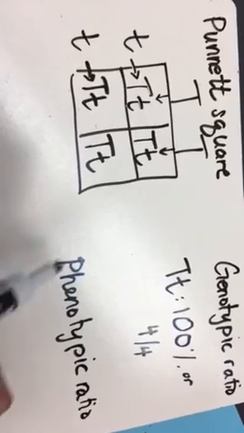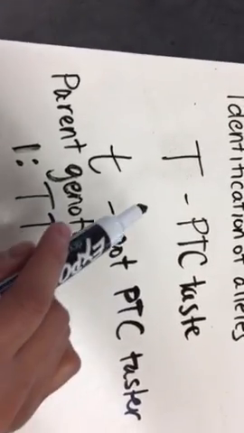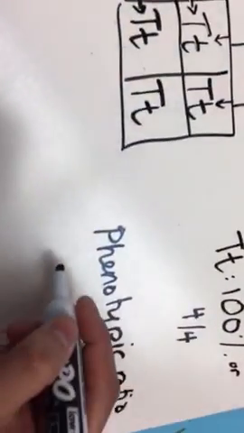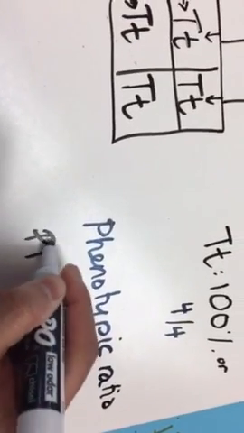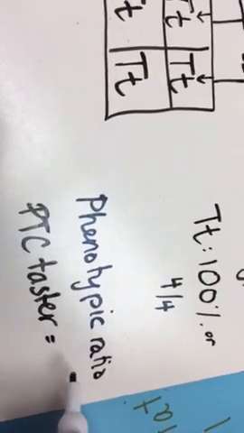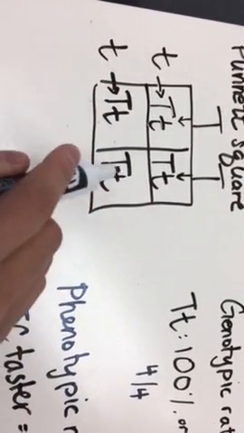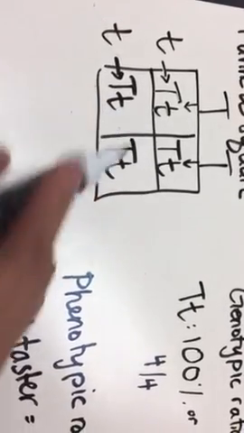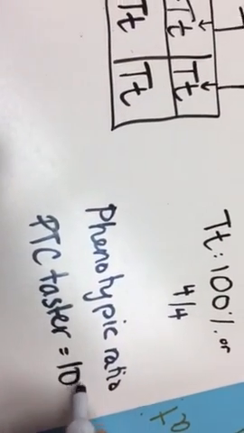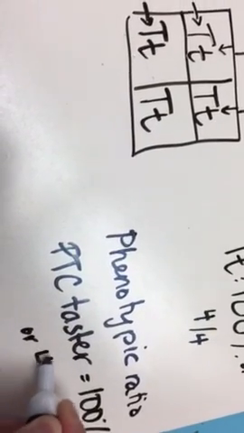So what trait would the offspring have according to this genotype? Well, we already said that if it has a capital T, they can taste the PTC. So we will have PTC taster. How often will that occur within the children? 100% of the time. No matter what, no matter how many children they have, 100% of the time they are able to taste PTC.